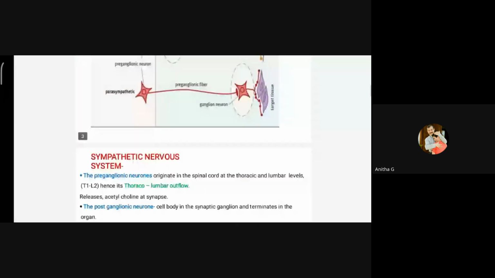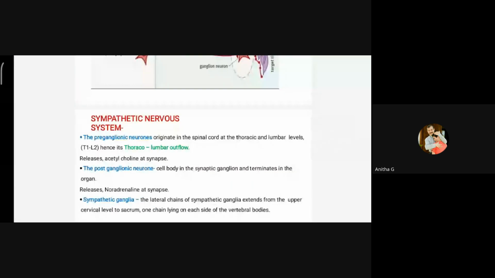Okay. So from here, from the sympathetic nervous system, we will start today. The preganglionic neurons originate in the spinal cord at the thoracic and lumbar level. We have already discussed what is preganglionic and what is postganglionic neuron, right? Any confusion in this? Any doubt?